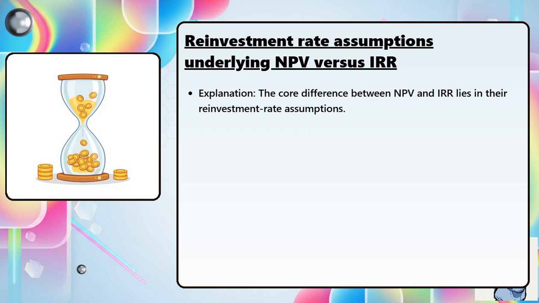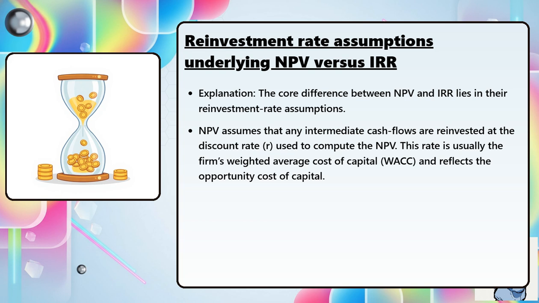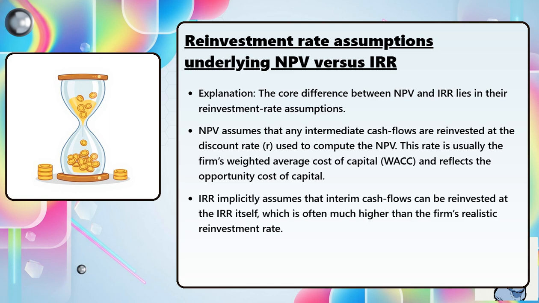Explanation. The core difference between NPV and IRR lies in their reinvestment rate assumptions. NPV assumes that any intermediate cash flows are reinvested at the discount rate R used to compute the NPV. This rate is usually the firm's weighted average cost of capital, WACC, and reflects the opportunity cost of capital. IRR implicitly assumes that interim cash flows can be reinvested at the IRR itself, which is often much higher than the firm's realistic reinvestment rate.